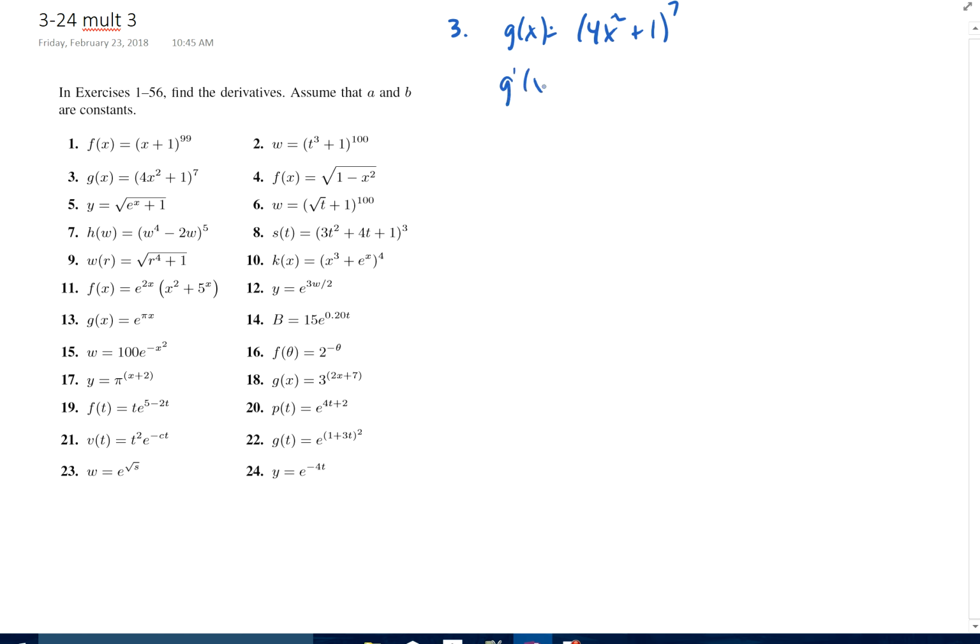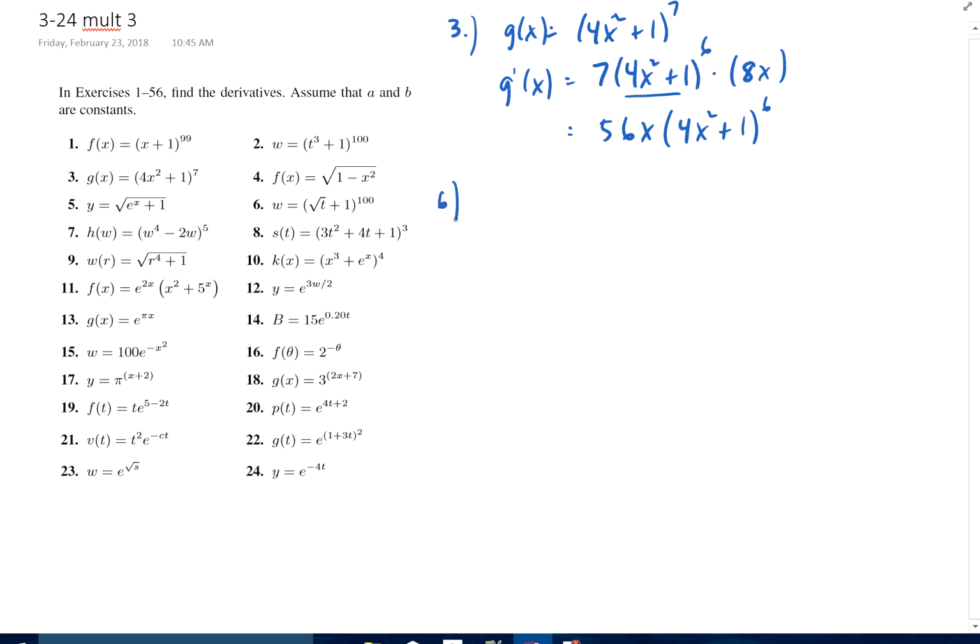So g prime of x is the outside function, 7 times (4x squared plus 1) to the 6th, times the derivative of the inside, 8x. Remember, it's always outside, inside. So that'd be 56x times (4x squared plus 1) to the 6th.